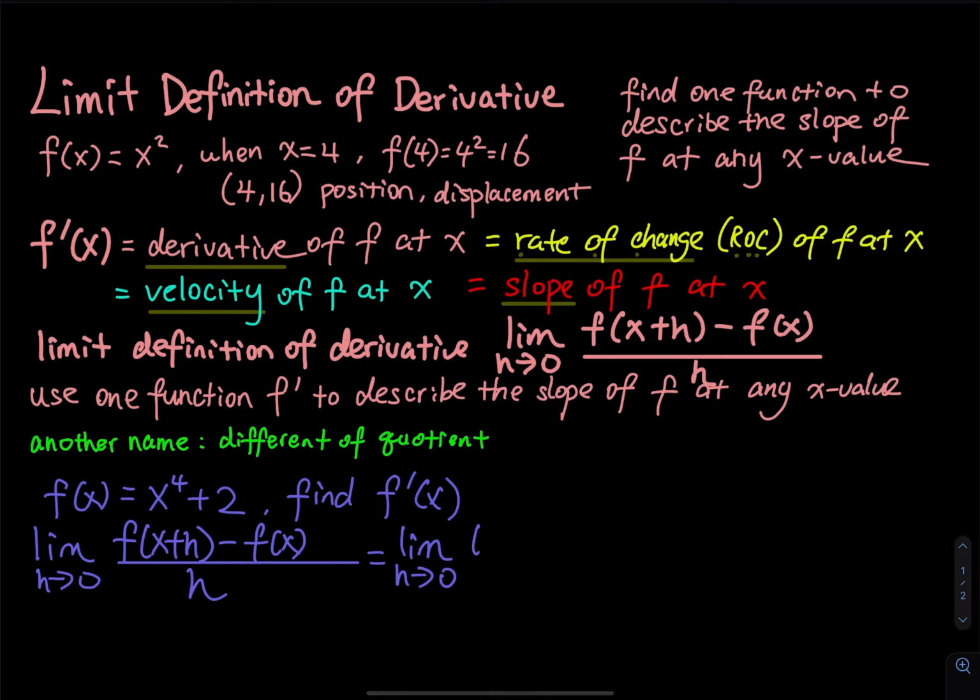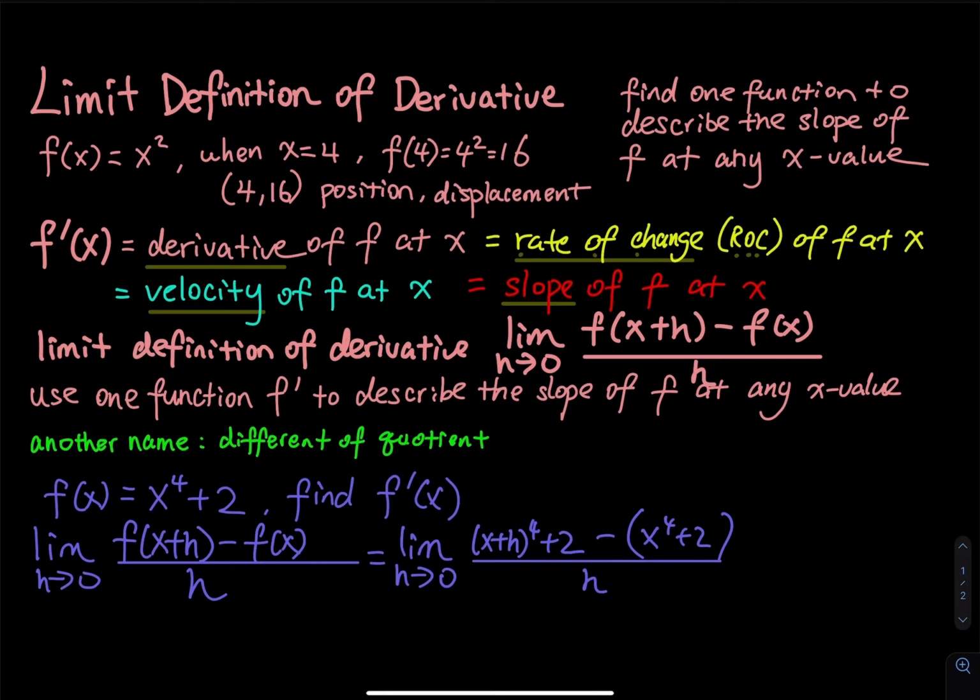So we have x plus h raised to the 4th power plus 2. So that is your f of x plus h. And then you minus the function itself. The function itself is x to the 4th plus 2. And then you divide by h.